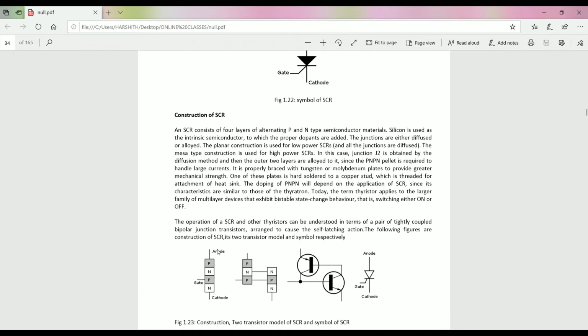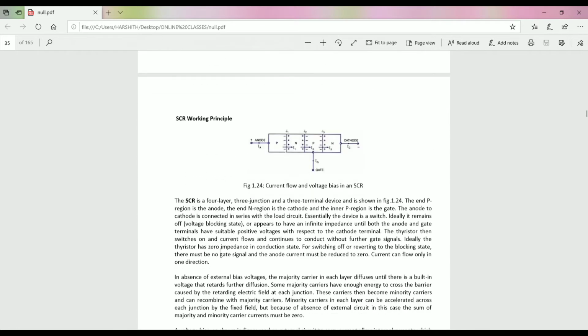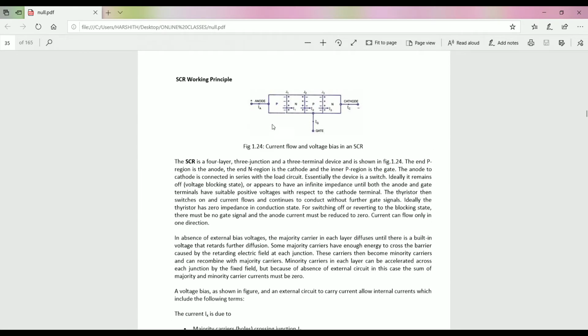Three types of constructions are used in manufacturing the SCR. The first one is the planar type, second one is the mesa type, and third one is the press pack type. Next is the operation of the SCR, the working principle. This is the PNPN device. This is the anode, this is the cathode and this is the gate terminal. Junctions J1, J2 and J3.